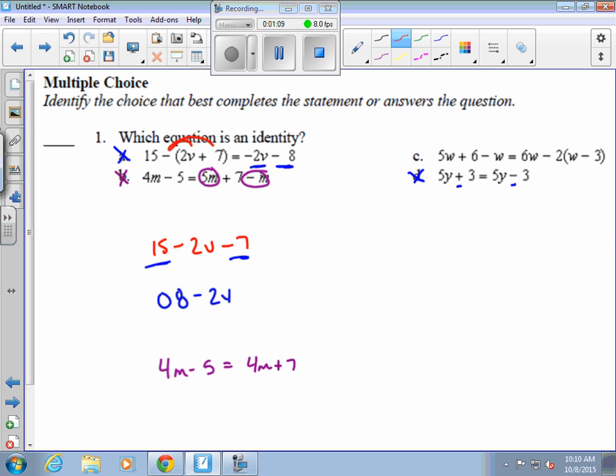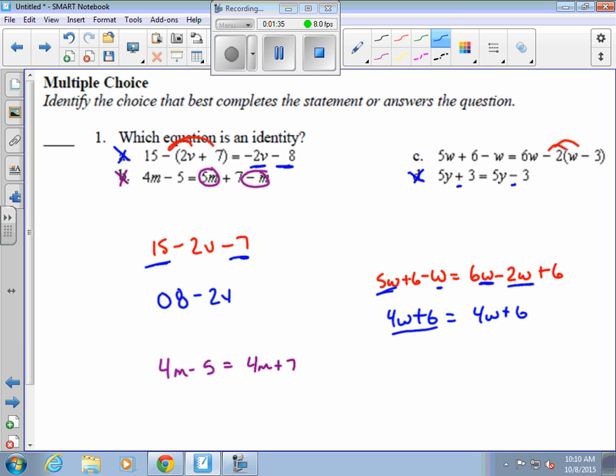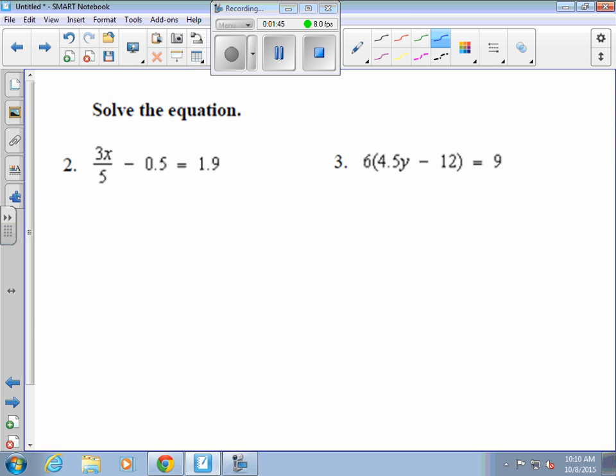When we distribute -2 to both of these, we get negative 2w plus 6. The rest of it says 5w plus 6 minus w is equal to 6w, then the rest of that stuff. So when we combine 5w and negative w, we have 4w plus 6, equals, combining 6w and negative 2w, we get 4w plus 6. That is exactly the same on both the left and the right. C is the only thing that works for that one. An identity means its identity remains unchanged, exactly the same on both the left and the right.